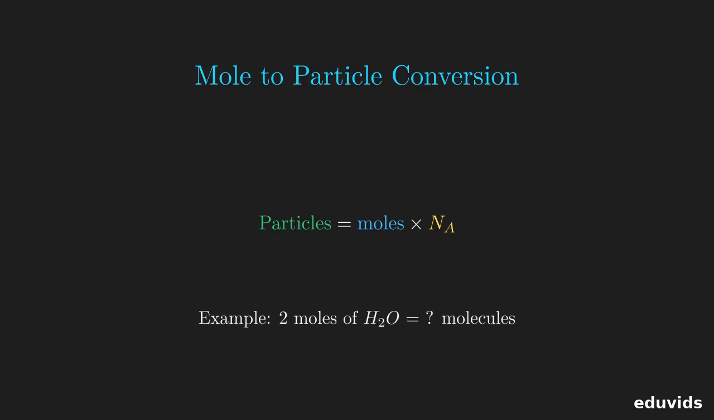Building on that, we can convert between moles and the number of particles using Avogadro's number. To find the number of particles, you simply multiply the number of moles by 6.022 times 10 to the 23rd. Let's try an example. How many water molecules are in 2 moles of H2O? You would multiply 2 moles by 6.022 times 10 to the 23rd molecules per mole. This calculation shows that 2 moles of water contain 1.2044 times 10 to the 24th water molecules.